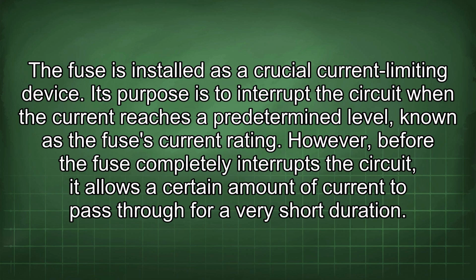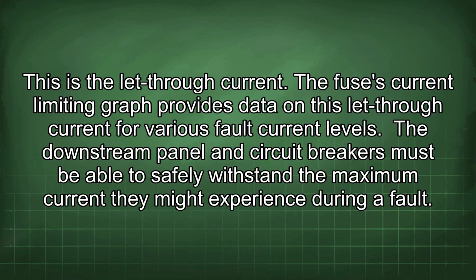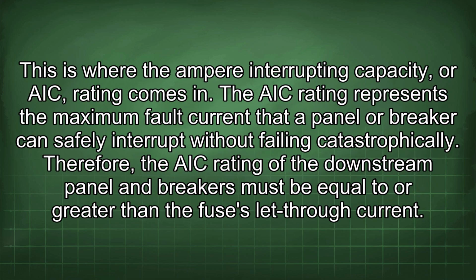However, before the fuse completely interrupts the circuit, it allows a certain amount of current to pass through for a very short duration. This is the let-through current. The fuse's current limiting graph provides data on this let-through current for various fault current levels. The downstream panel and circuit breakers must be able to safely withstand the maximum current they might experience during a fault. This is where the ampere interrupting capacity, or AIC, rating comes in.